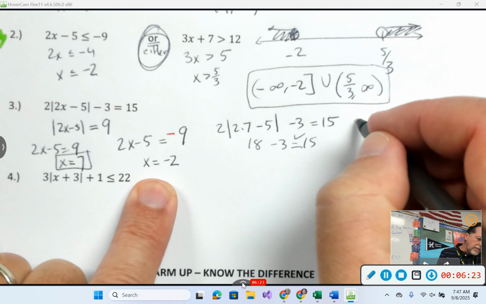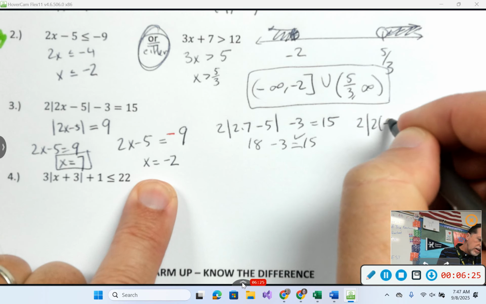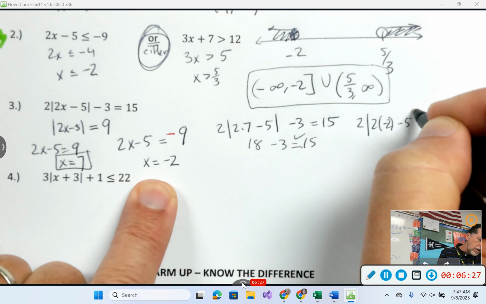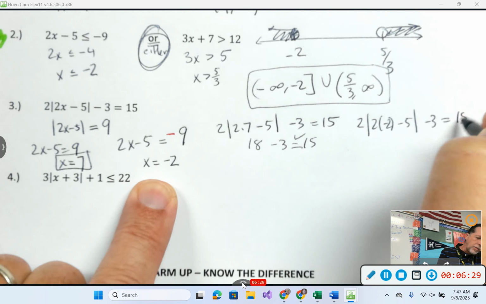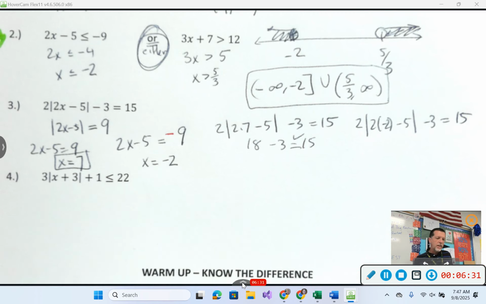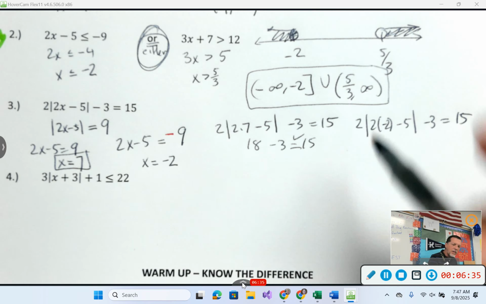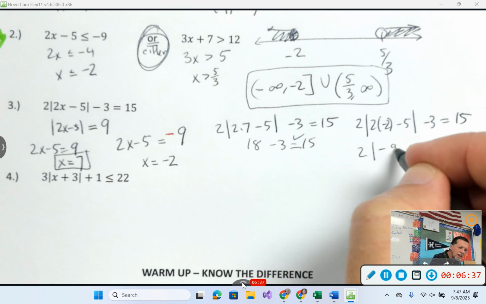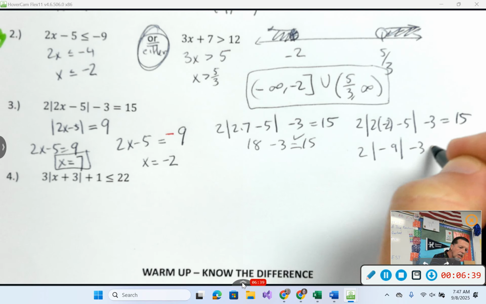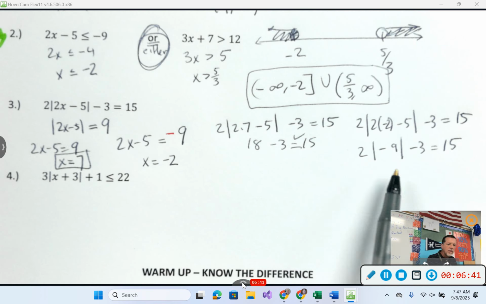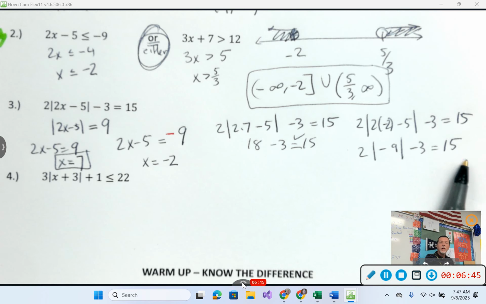X equals negative 2. A lot of negatives in this one, so I need to be extra careful. 2 times negative 2 is negative 4. Minus 5 is negative 9. I think people make the mistake because they stop here. They stop showing their work right here.